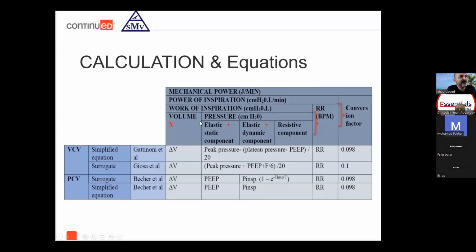So again, I know this table looks a little bit complicated, but it's really not once you understand what it says. Volume times pressure is basically the work of inspiration in centimeter water per liter. If you multiply it by the respiratory rate, that would be the power of inspiration, so it's centimeter water per liter per minute. And if you add the conversion factor, you convert this into joules per minute.